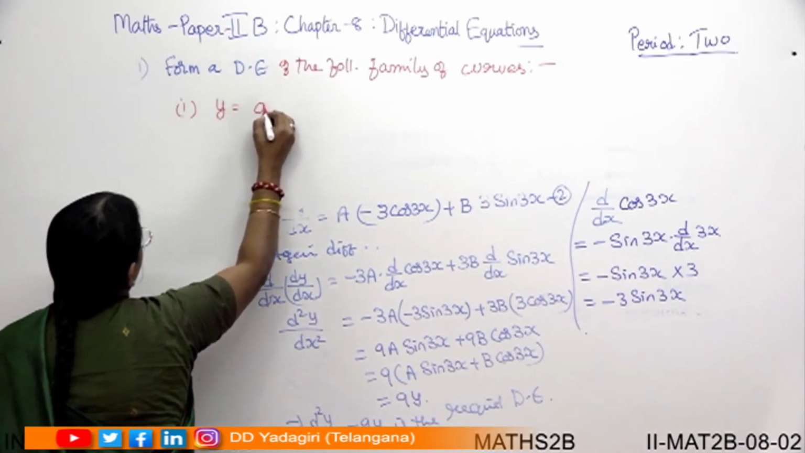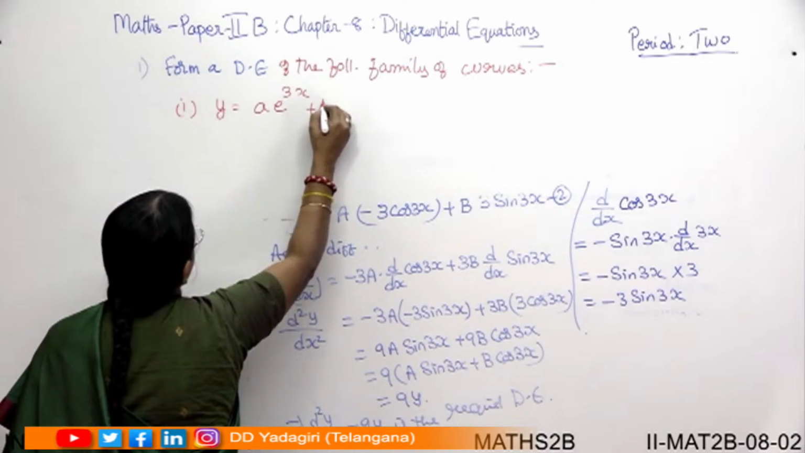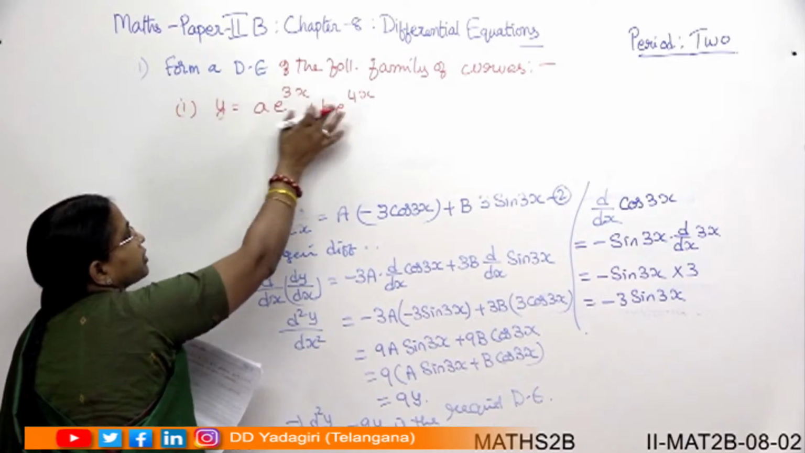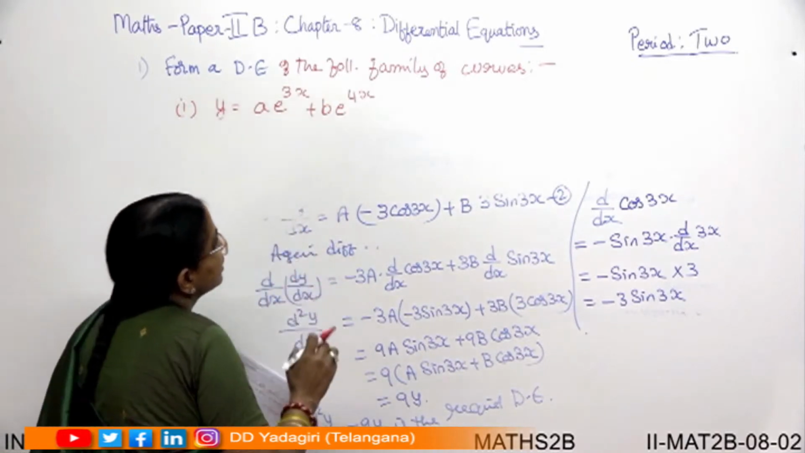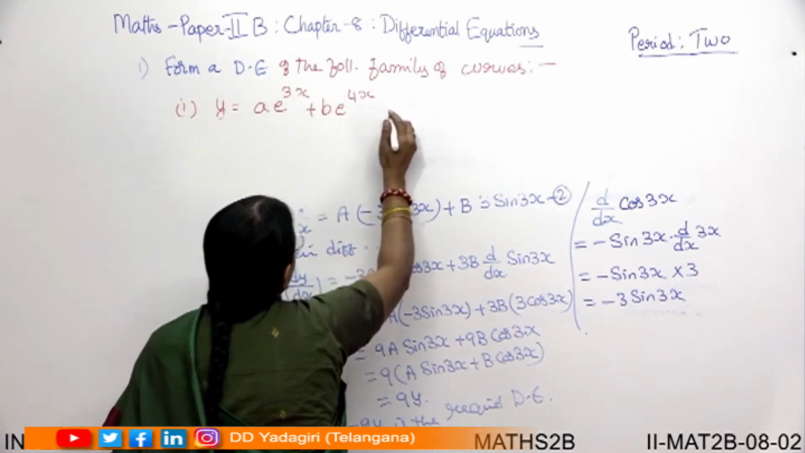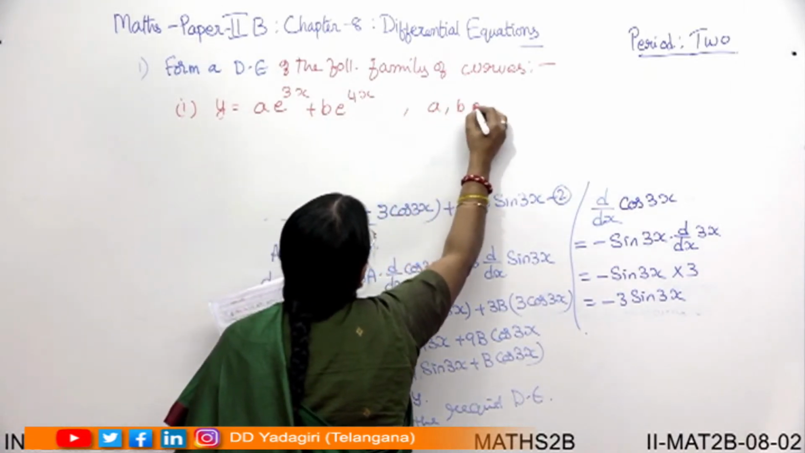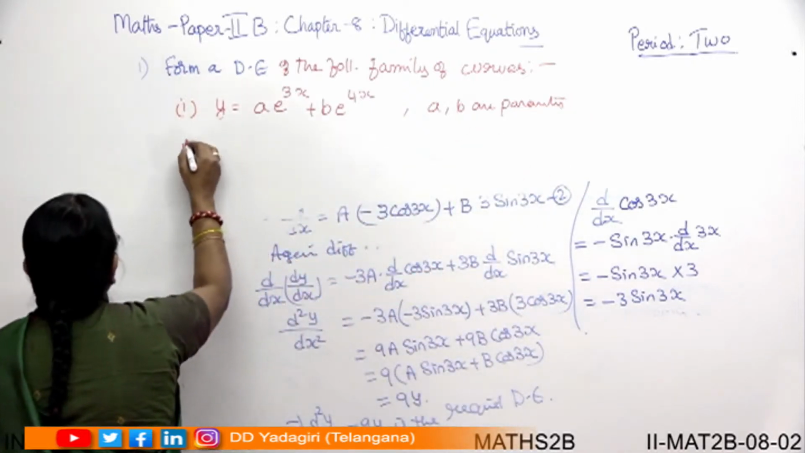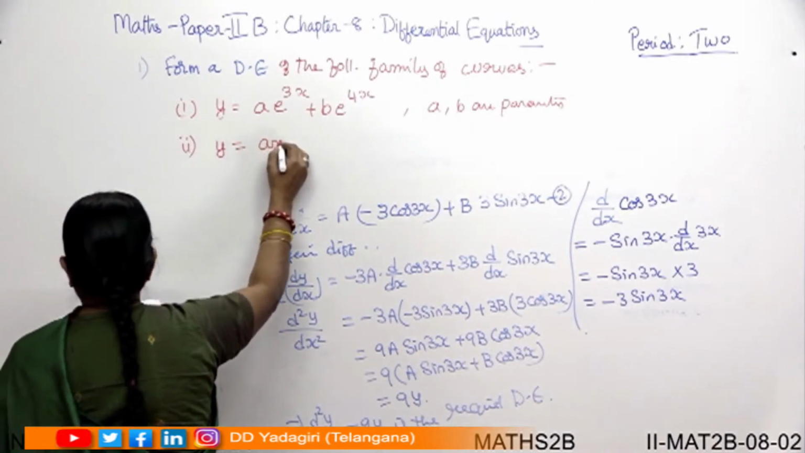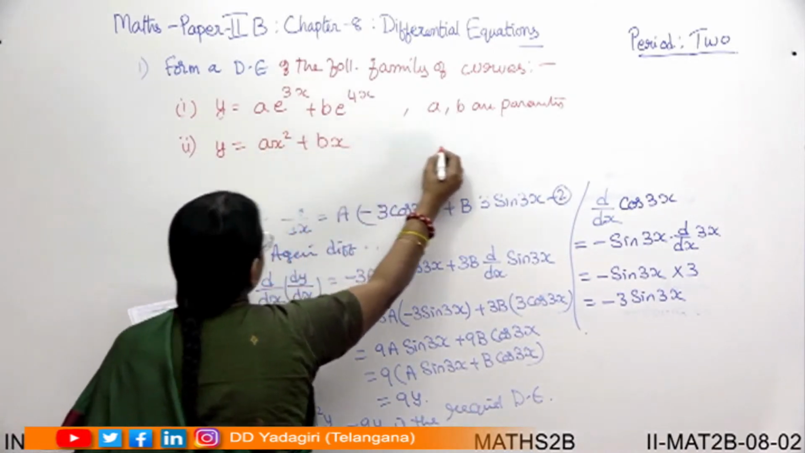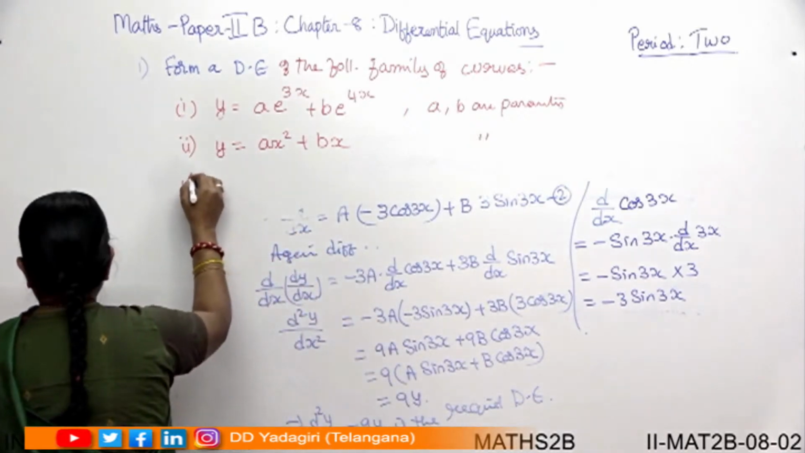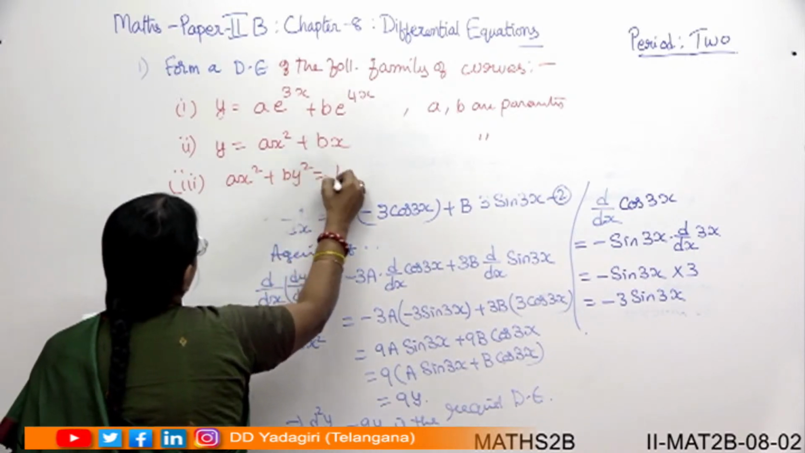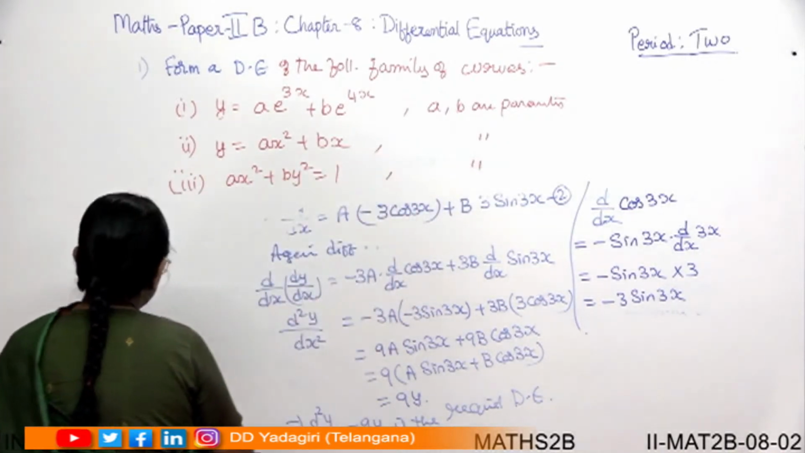So y is equal to a e to the power 3x plus b e to the power 4x. For different values of a and b, you will get different equations. All those equation curves become one set of curves or family of curves. So here a, b are parameters. Now second one, y is equal to ax square plus bx. Here also a and b are parameters. Third one, ax square plus by square is equal to 1. a and b are parameters.